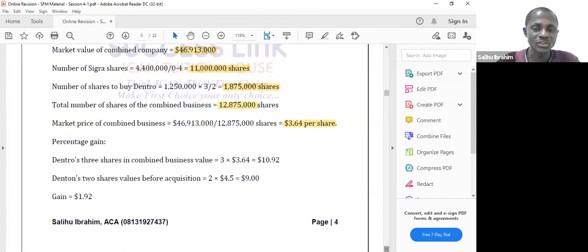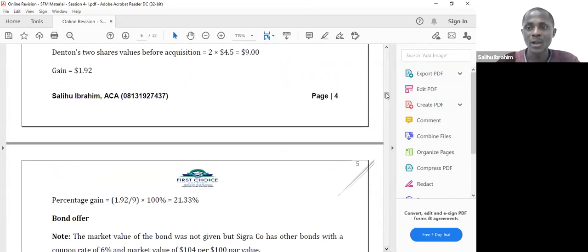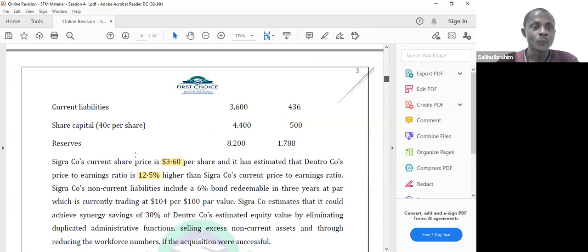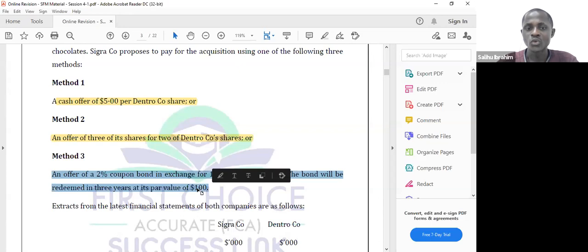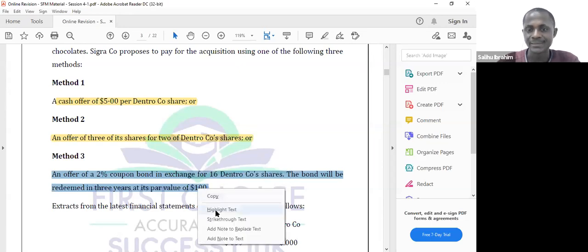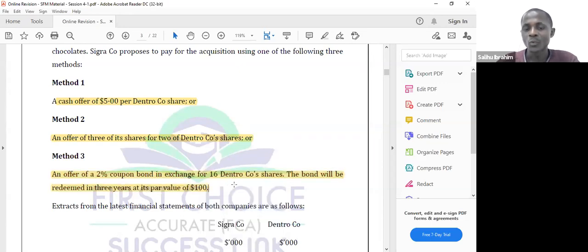Now, the next one is what? It is the third one, where we are told that the third offer is an offer of a 2% coupon bond in exchange for 16 Dentroco shares. The bond will be redeemed in 3 years at par value of 100. Now, this information alone does not make any sense to me.